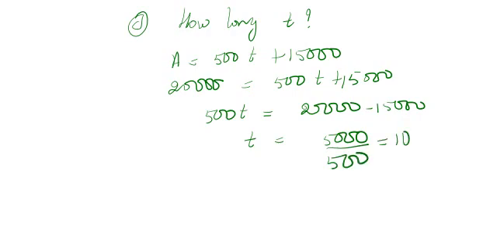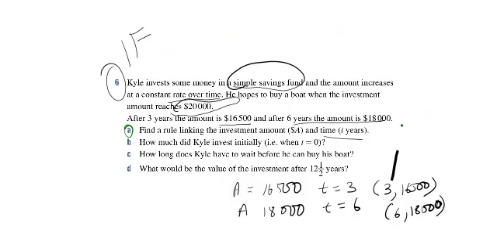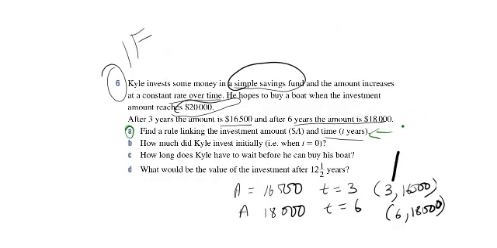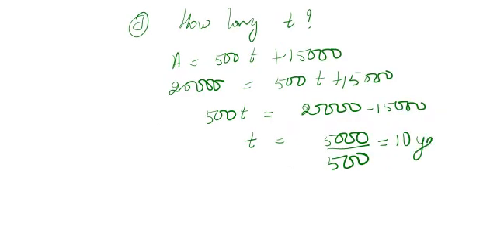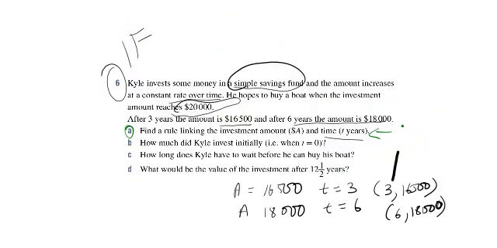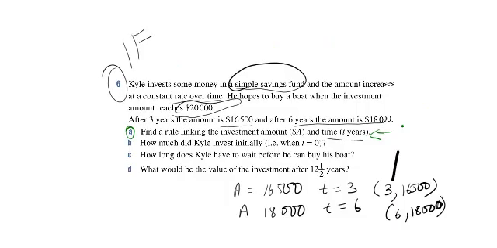Now I don't know if 10 is years or months. Constant period of time, it says T is in years. Okay, so I have to go back here and make sure I write my values in years. Okay, now D bit. What will be the value of the investment after 12 and a half years?